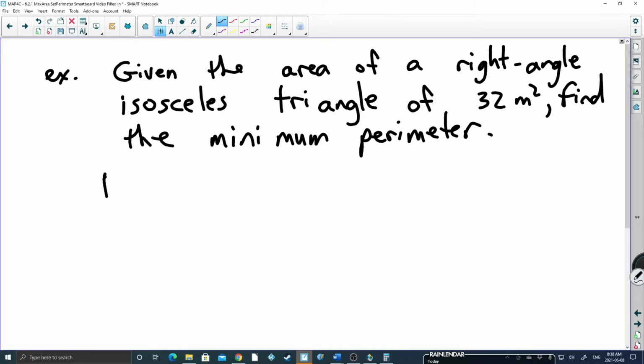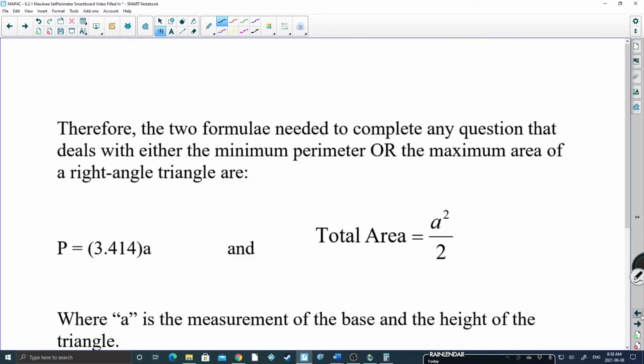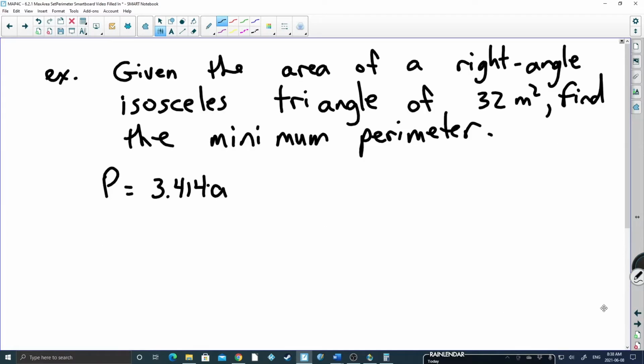So we know that that perimeter is equal to 3.414A. And I just want to double check that because I'm worried that I might be getting it wrong. 3.414A. We know that the area is equal to A squared over 2. So to calculate the perimeter, I first need to start with my area calculation. So that's the first thing I'm going to do. So I'll start over here.